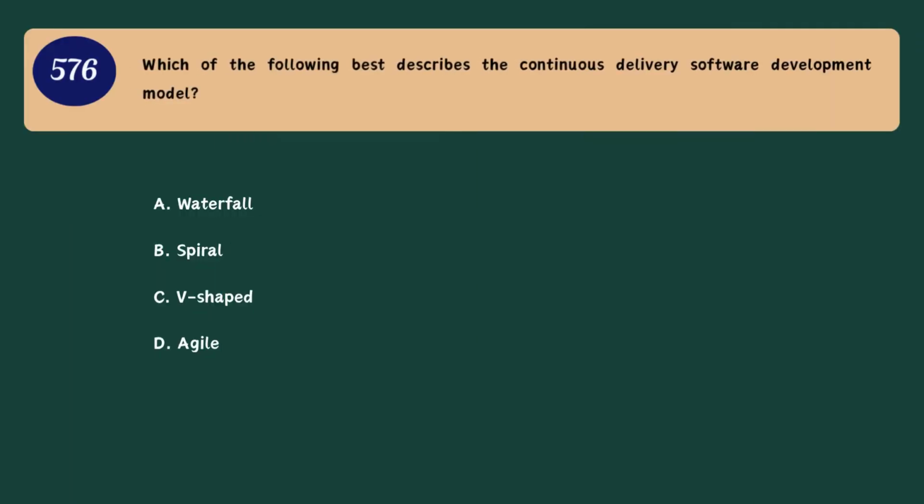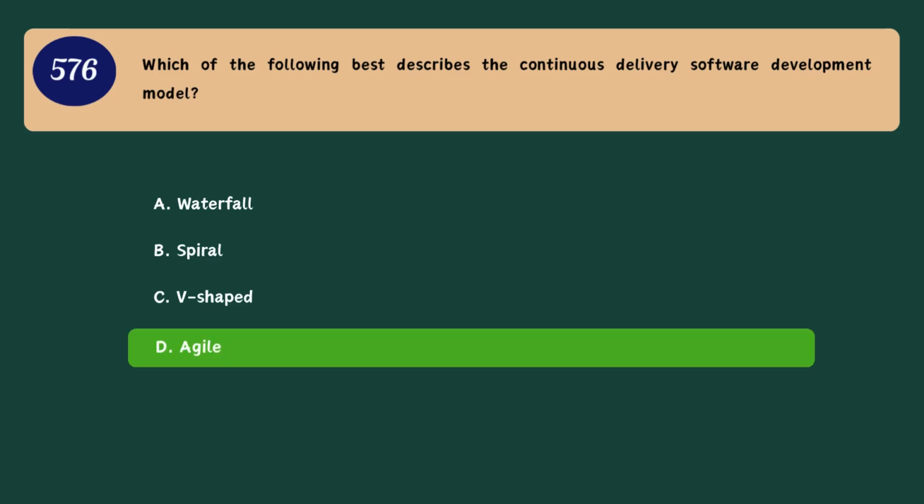Question 576. Which of the following best describes the continuous delivery software development model? A. Waterfall. B. Spiral. C. V-shaped. D. Agile. Correct answer. D. Agile.